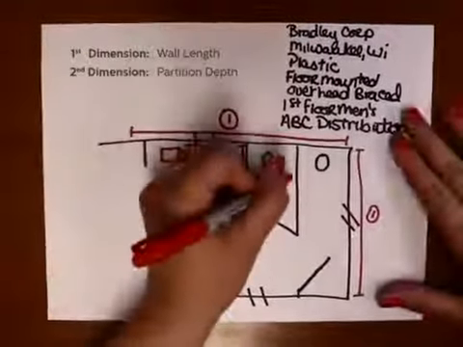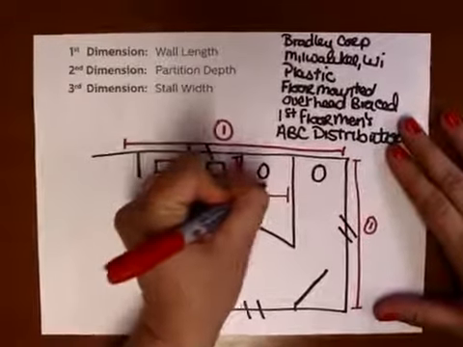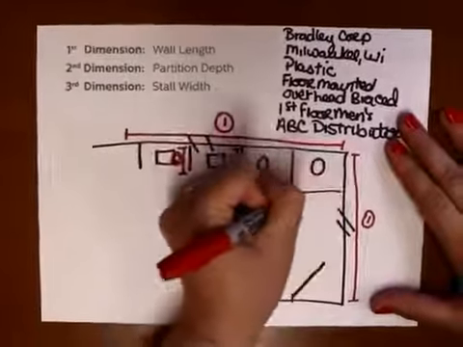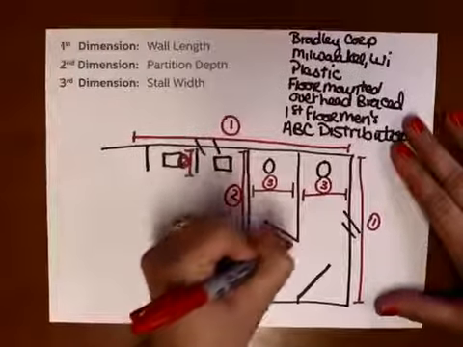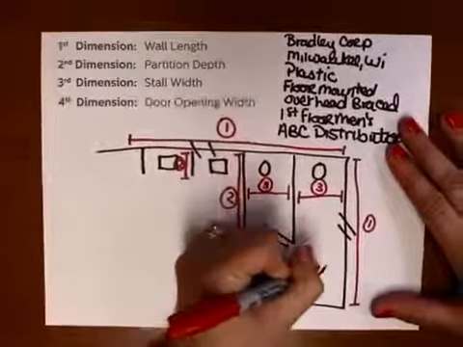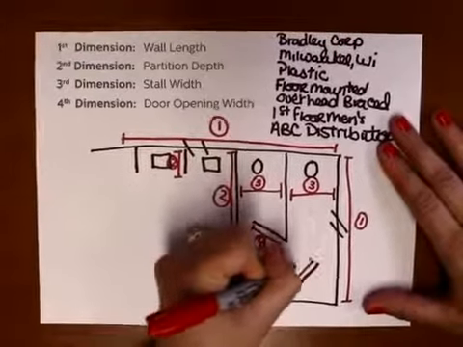For our third dimension, we will want to measure the width of each stall. You do not need to measure the widths of the urinal stalls. And finally, the fourth dimension we need is the width of the door openings. In this example, I have 2 doors to measure.